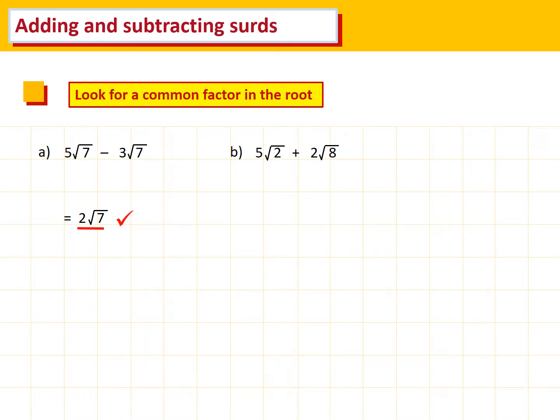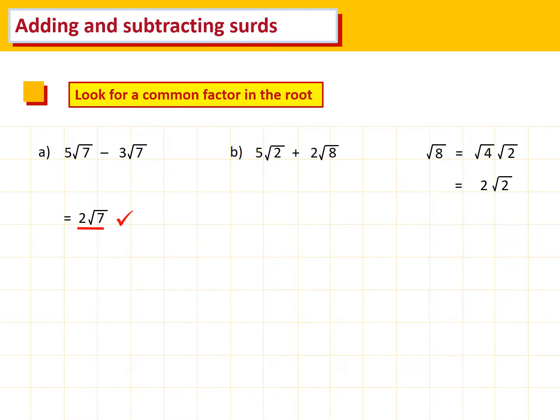Now, in part B, we have different units. We've got root 2 and root 8. This looks tricky. However, we can simplify root 8. Root 8 is equal to root 4 multiplied by root 2. And root 4 is 2. So root 8 is 2 lots of root 2.